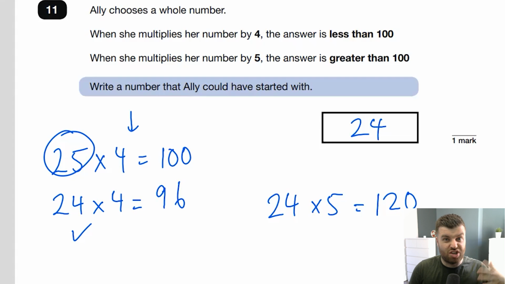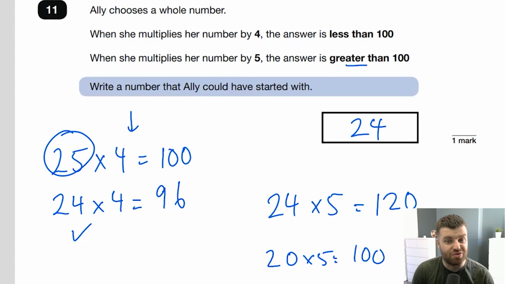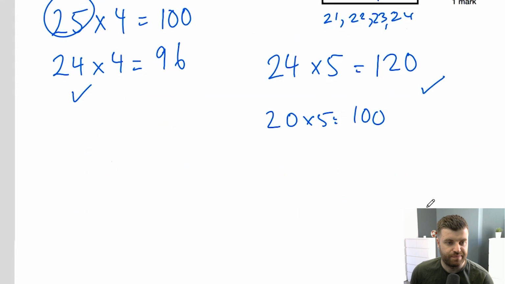Just out of interest, it could be 23, it could be 22, it could even be 21. However, as soon as we get to 20, 20 times 5 is exactly 100, which means it's not greater than. So possible answers here are 21, 22, 23, or 24. Any of those would be correct.